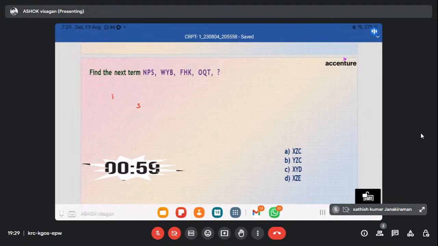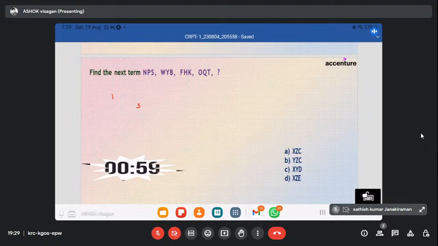So just to check what logic is used in these letters. Sometimes the first and first letter may be connected, or else it may be a series. Like for example, N O P, one letter is different. W X Y, one letter is different. F G H, one letter is different. O P Q, one letter is different. That means there is a letter difference. One letter in between, one letter is missing.